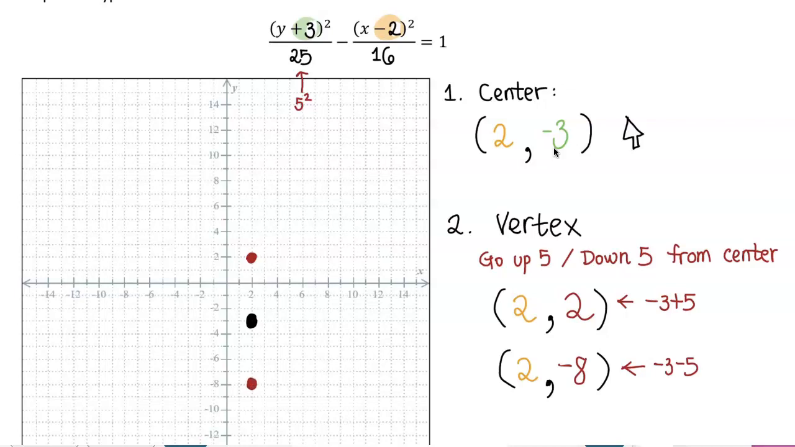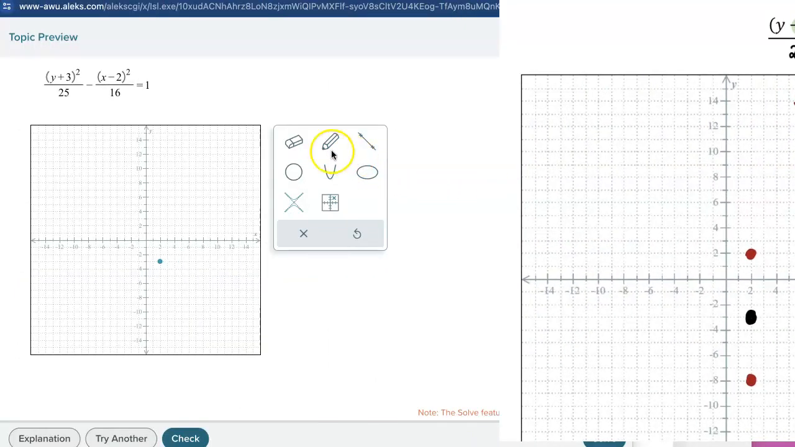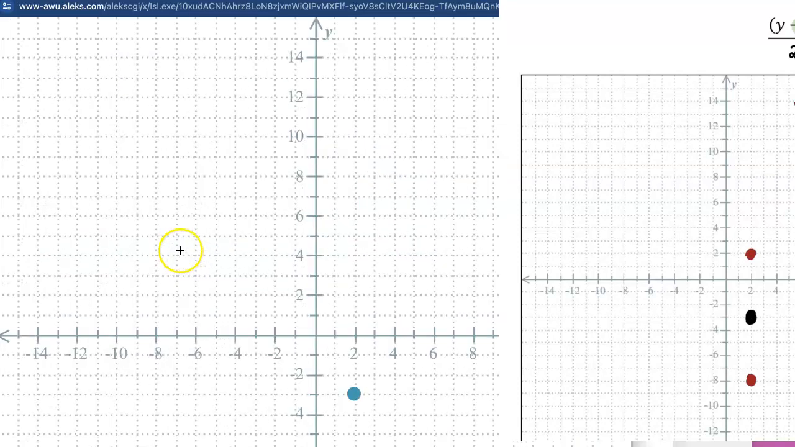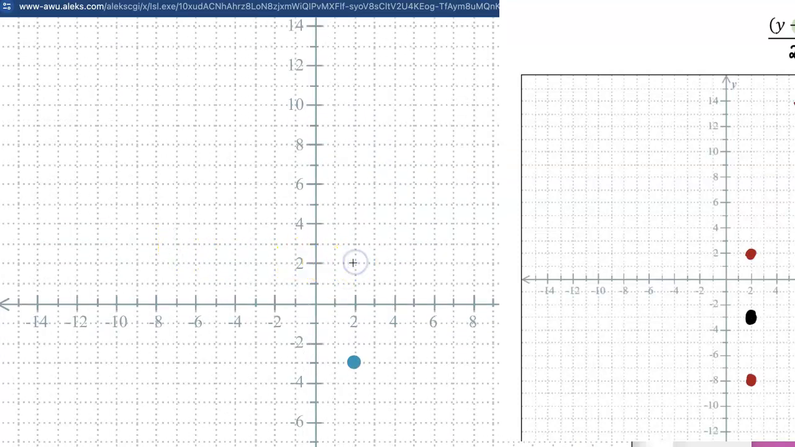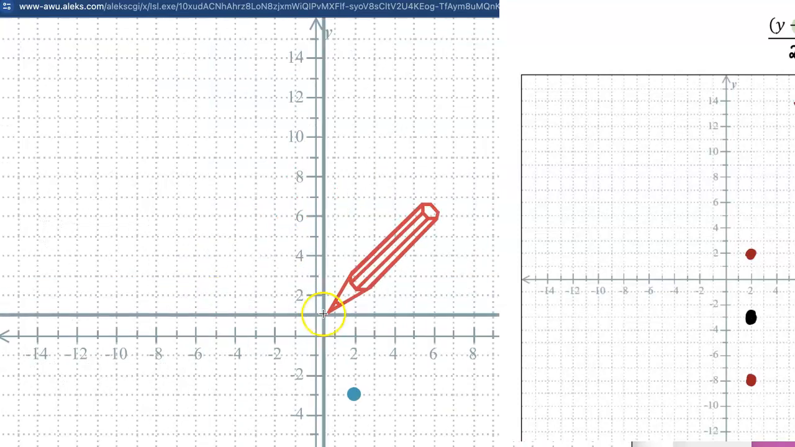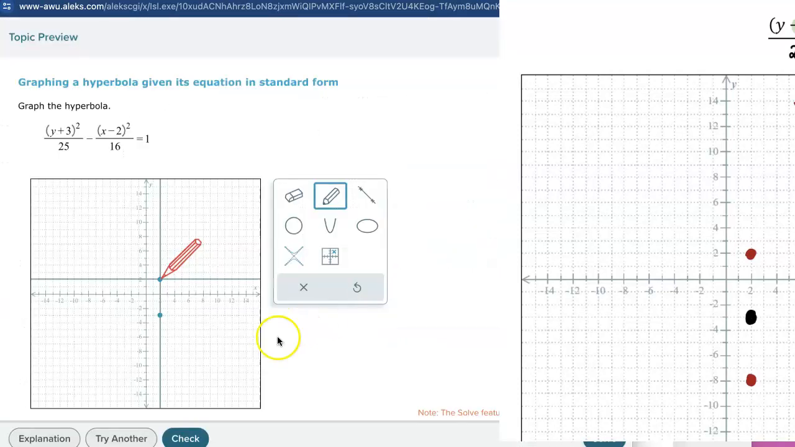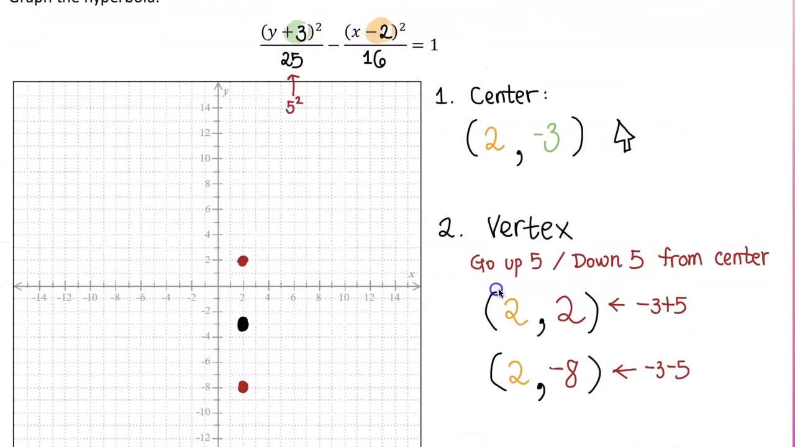Now, on ALEKS, you don't really need to plot both, but I will do both, okay? So getting my pencil, plotting 2, 2 first. And then go down and plot 2, negative 8. Done. Now, the last thing you're going to plot is the point that is on the asymptote. Okay, now that one's a little bit tricky.